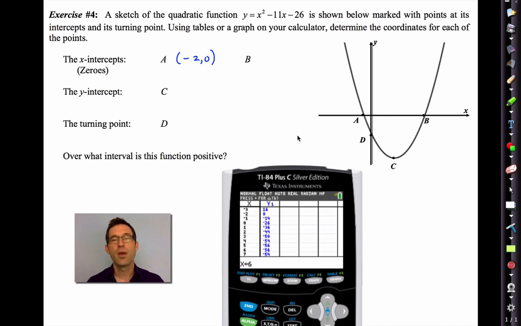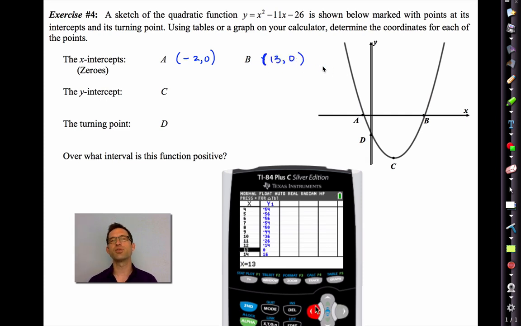All right. Now, by the way, as we're doing this, you can kind of be looking at things like turning points and whatnot. I'm not going to record them yet. And there's my other zero. Okay. So my other zero, what I can see here, right on the table, is 13 in the x column gives me 0 in the y column. So that's point B, (13, 0).